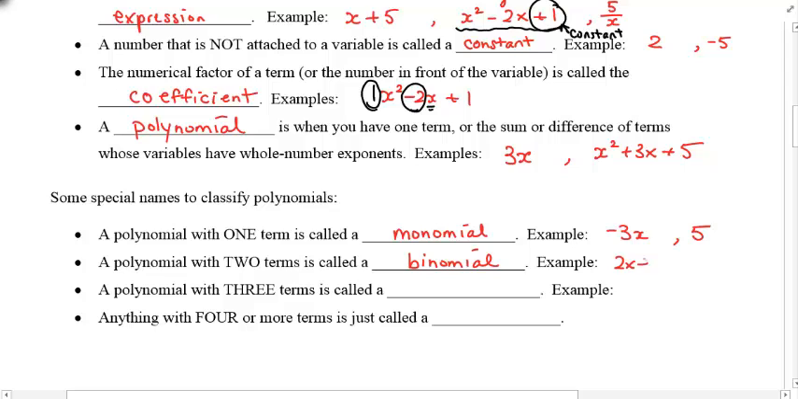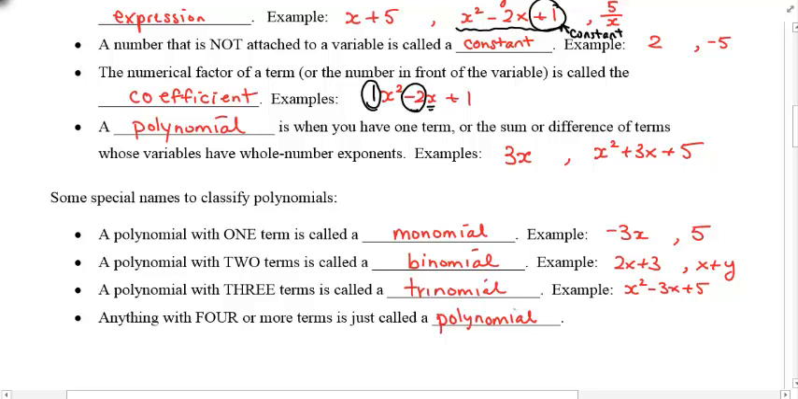So 2x plus 3. That's a binomial. Or even x plus y. A binomial, 2 terms. A polynomial with 3 terms is called a trinomial. So like x squared minus 3x plus 5, right? Trinomial. Anything with 4 or more, we don't give it a name because we get tired of giving it names. We'll just call them a regular polynomial.